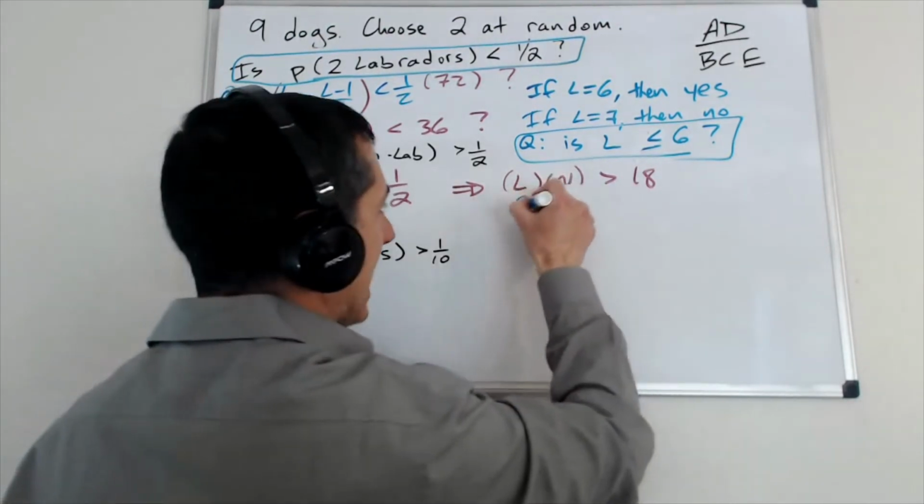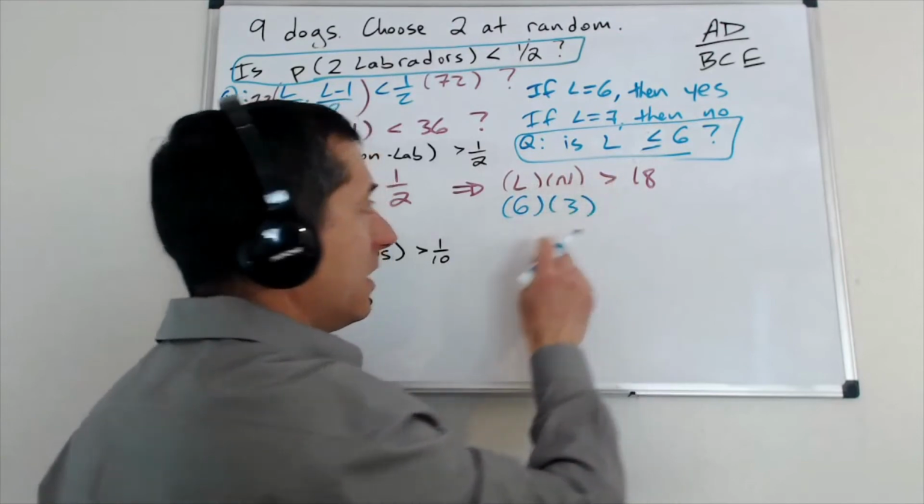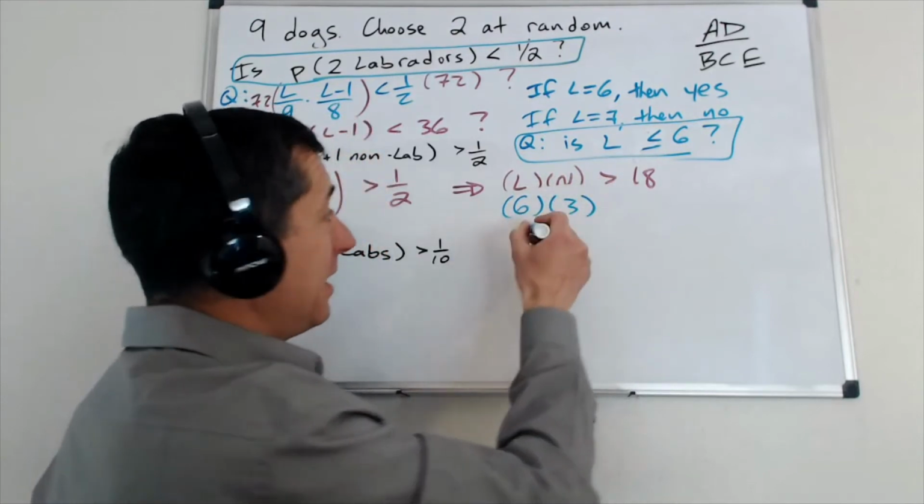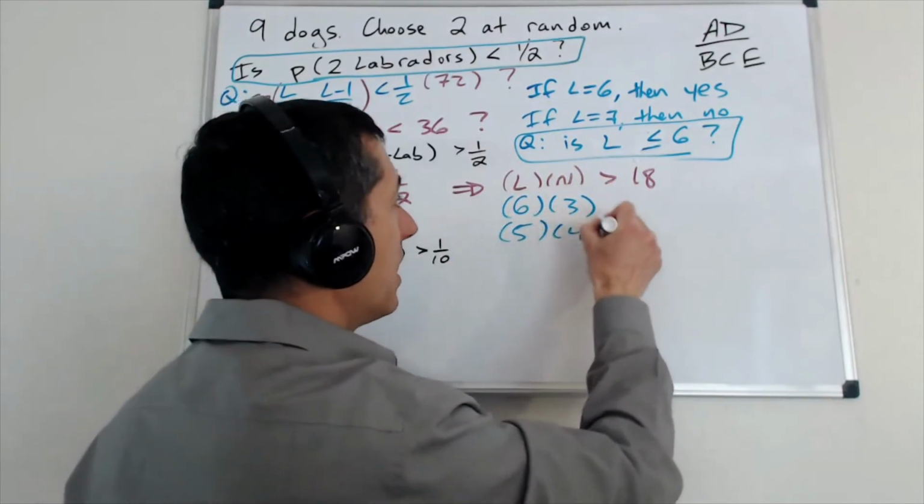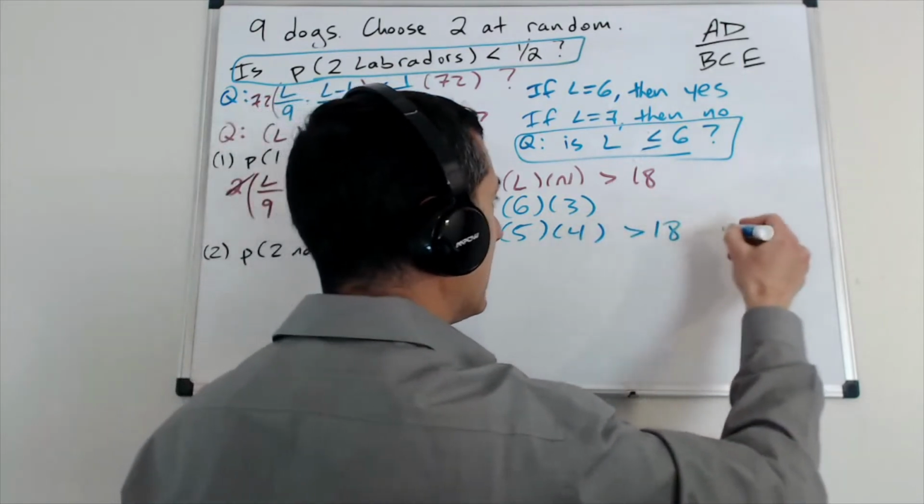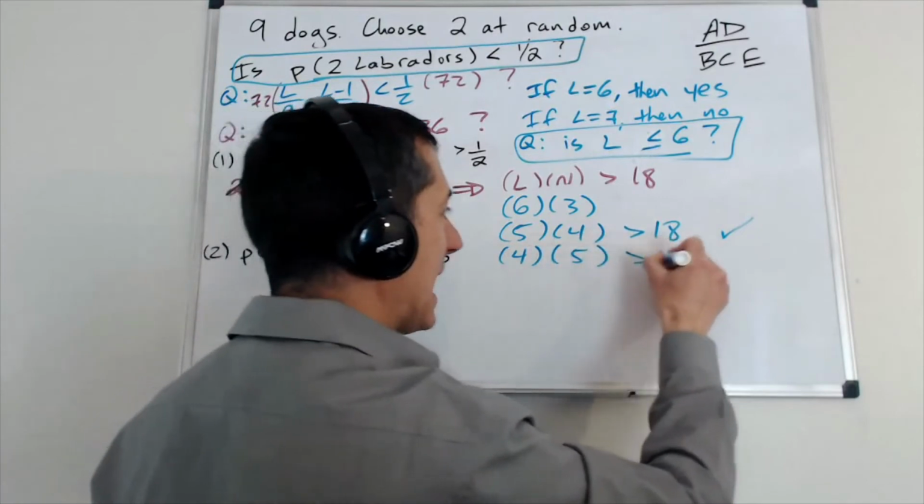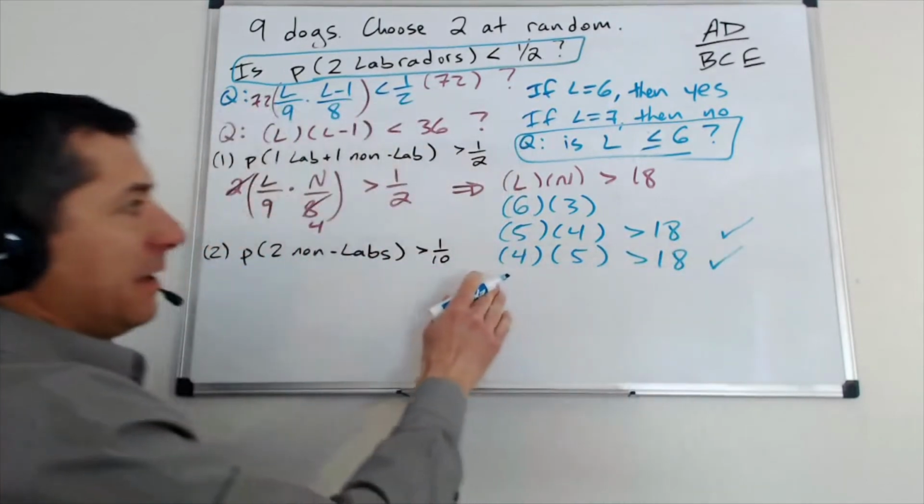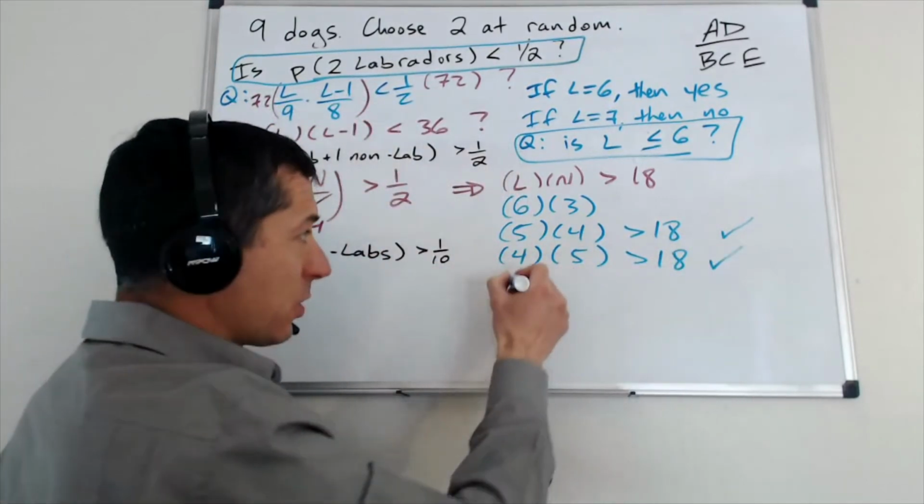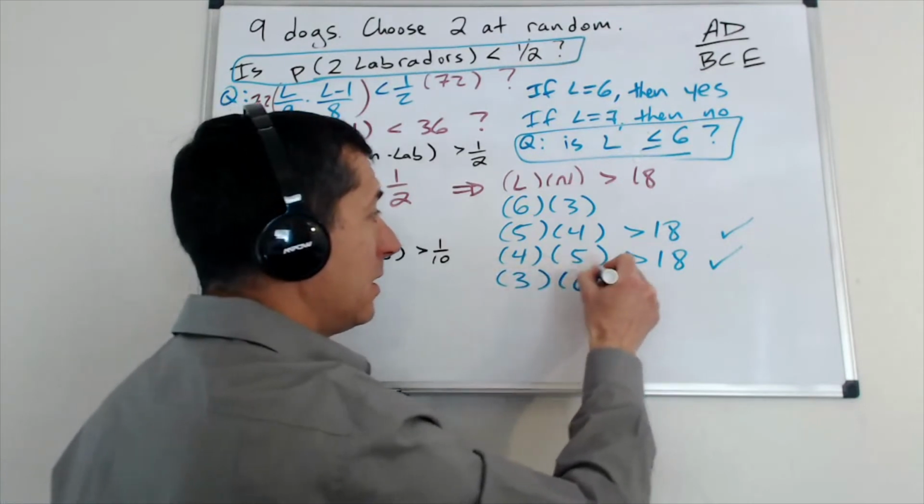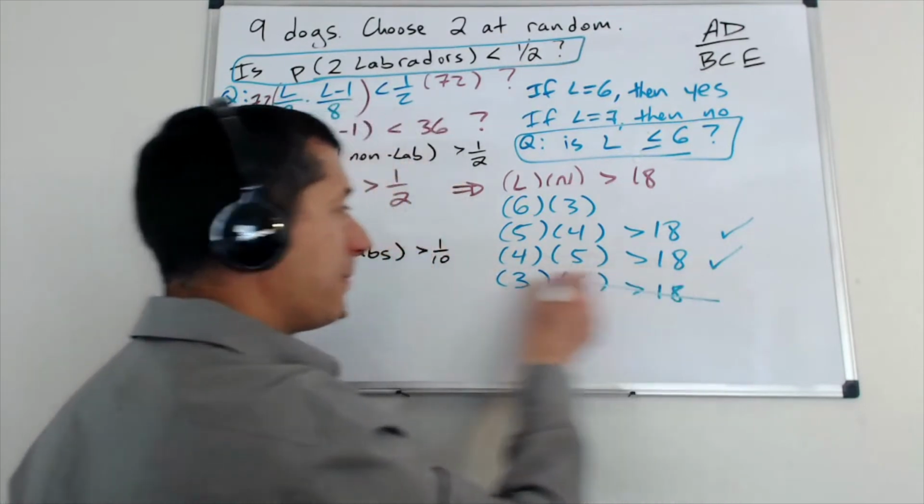Could I have 6 labs? Not quite. Still not quite. But what about 5 and 4? Yep, that's going to be greater than 18. I could have 4 labs and 5 non-labs. That's going to be greater than 18. And then we start repeating numbers, right? So could I have 3 labs? Nope, that's not greater than 18.